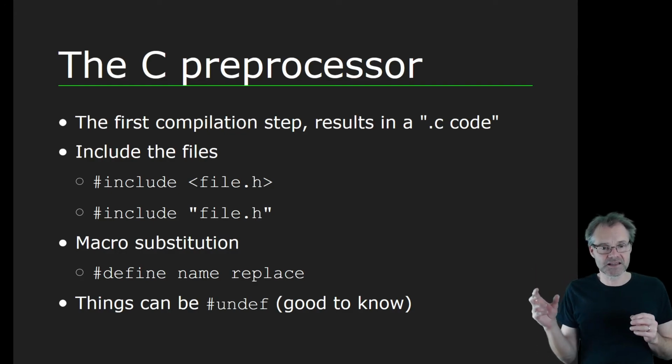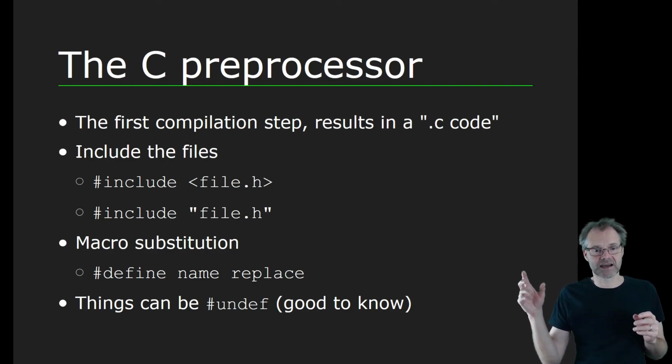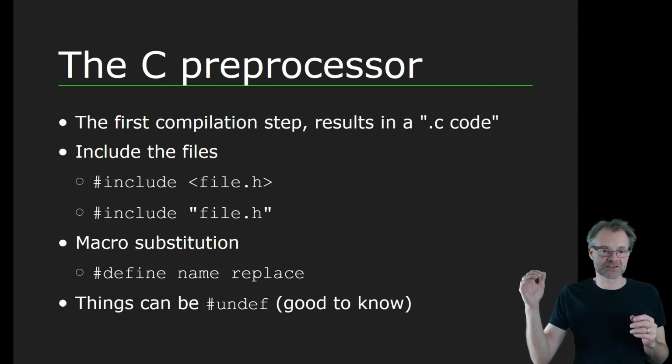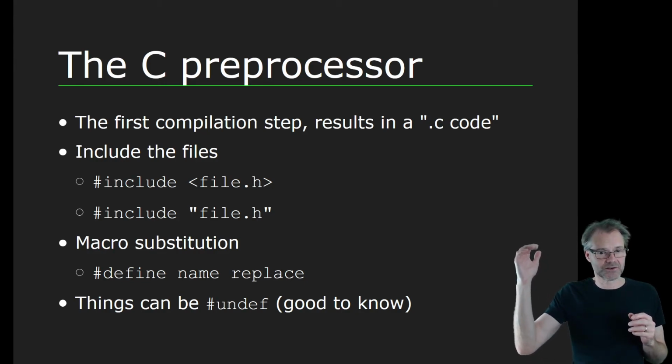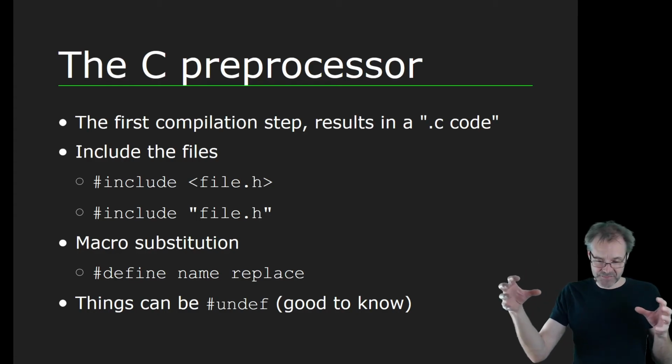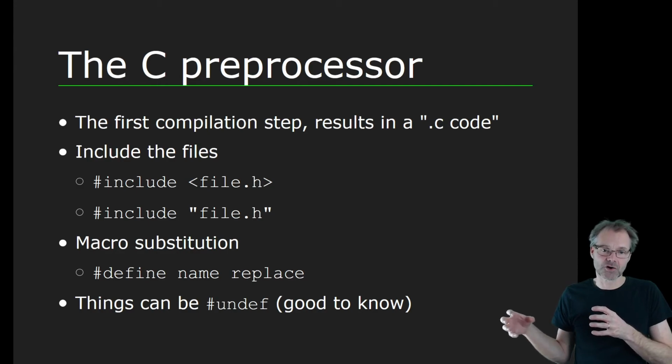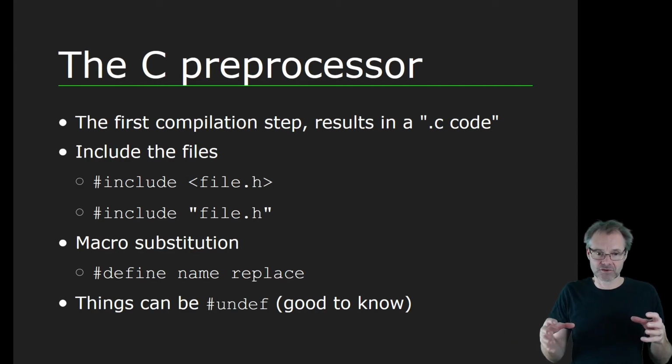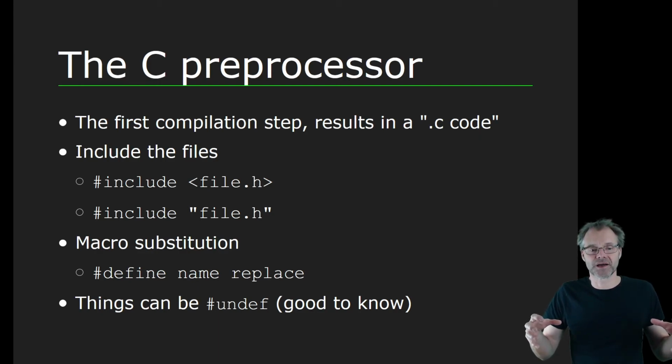It does this by including the files. So the C preprocessor is taking the include instruction here, and it's including the system files and my own include files, basically copying the whole include file right into the whole block of code that is going to be compiled.